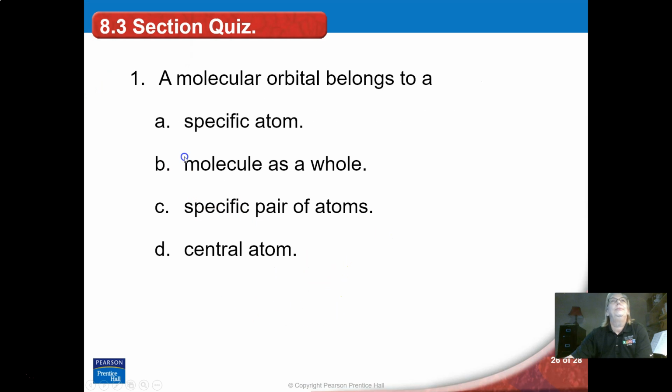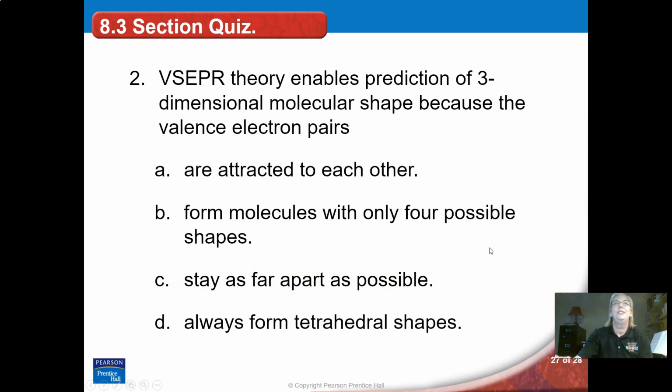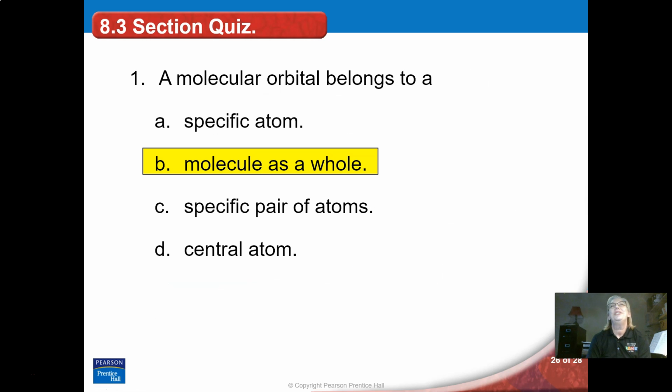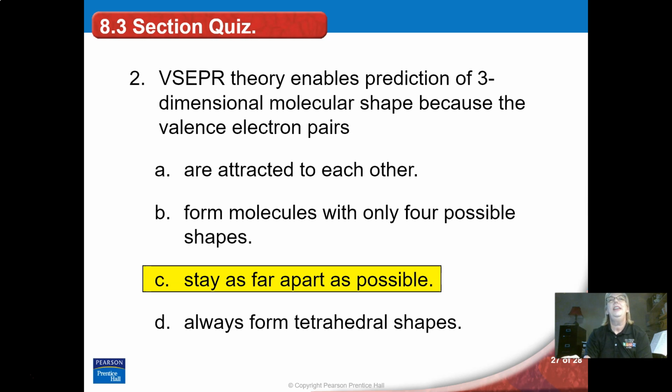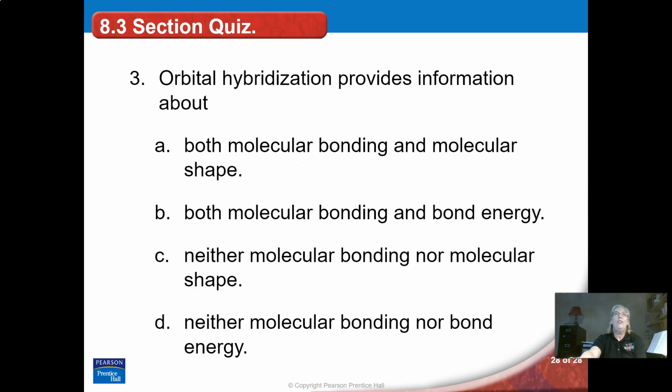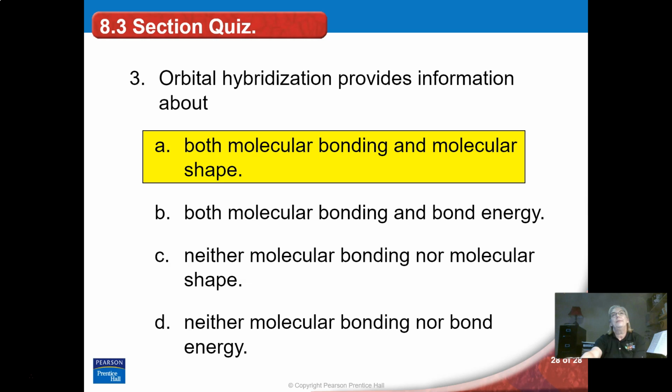So let's try the quiz on this one. Oh, sorry, I went too fast. Molecular orbital belongs to the molecule as a whole. I just gave you the answer. And then look at VSEPR theory. What do you think? This is important, that everything tries to stay as far apart as possible, and then it influences the shape of the molecule. And then orbital hybridization, this is the very end where I'm saying S's and P's combine together and form new orbitals. And that's the answer for that one.